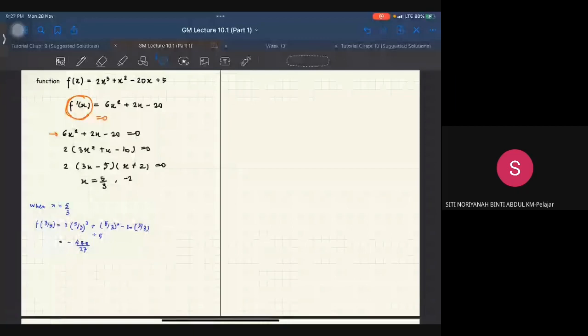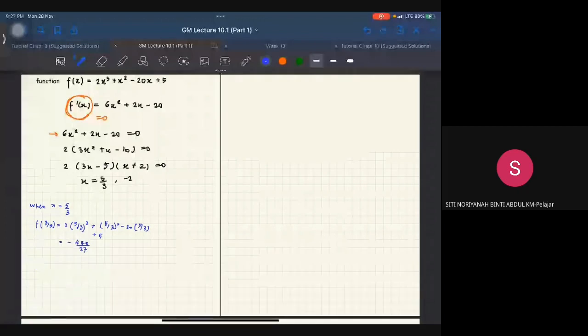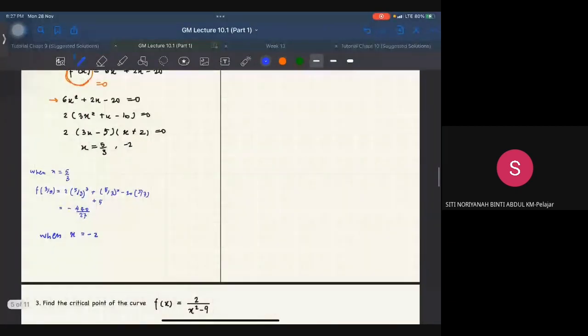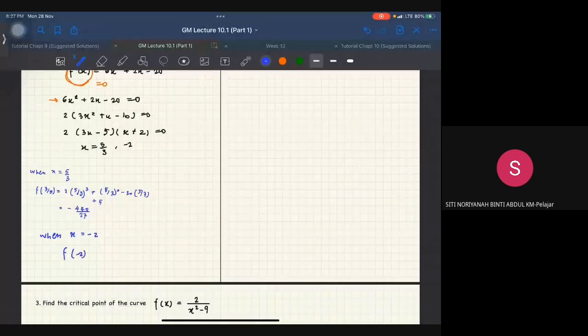Okay, and then do the second, for the second value, you have when x is equal to -2. So, buat benda yang sama. Okay, so sepatutnya awak terus akan dapat nilai sama dengan 33. Nanti try masukkan sendiri. So, f -2, you will get 30.